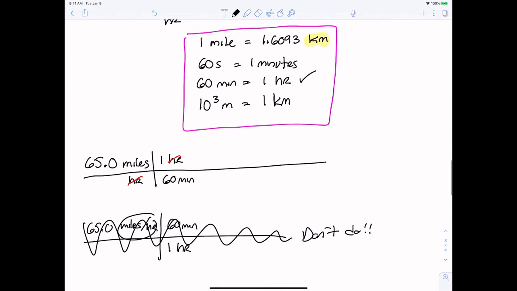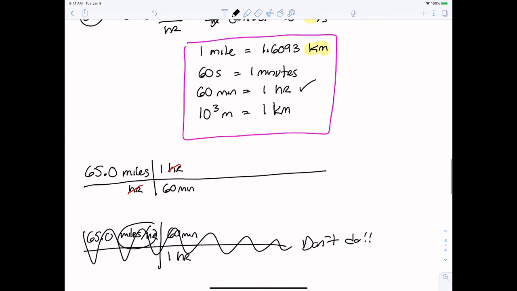So back to the correct way. We left off with minutes. Minutes are on the bottom, so minutes go on top. So I'm going to go up to my list and find the one that has minutes in it. Since minutes are on the bottom, the 1 minute goes on top, and the 60 seconds goes on the bottom. And then I can cancel.